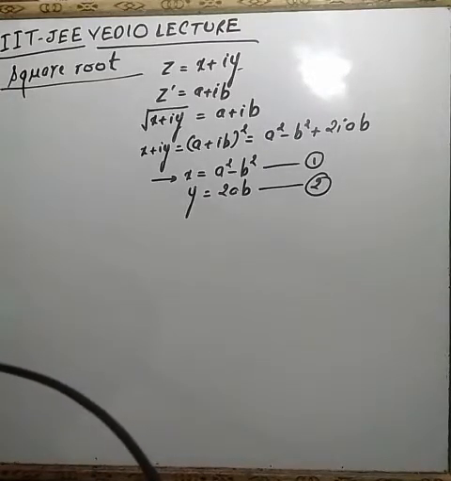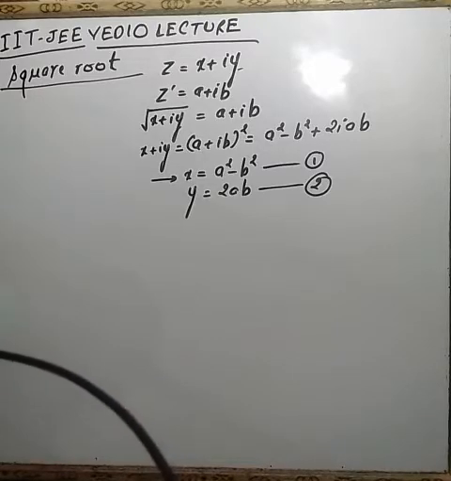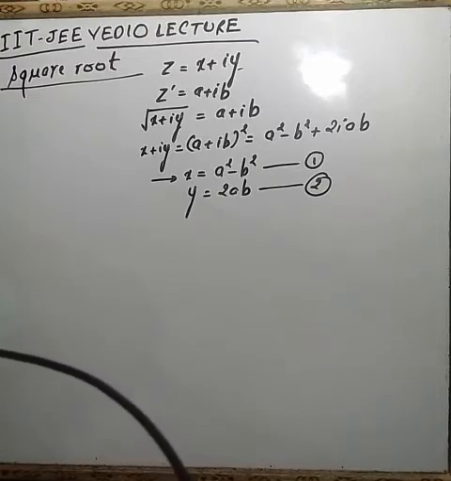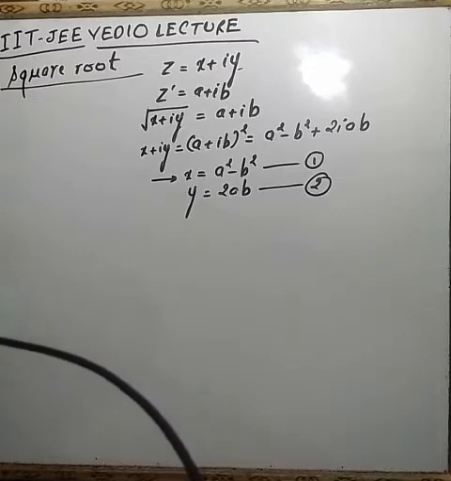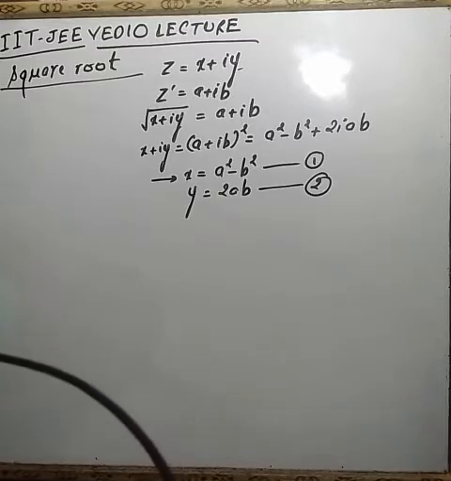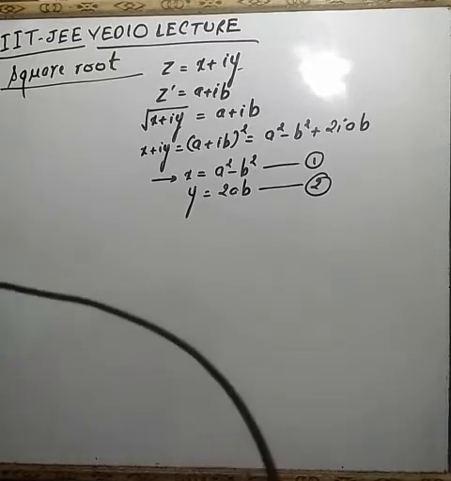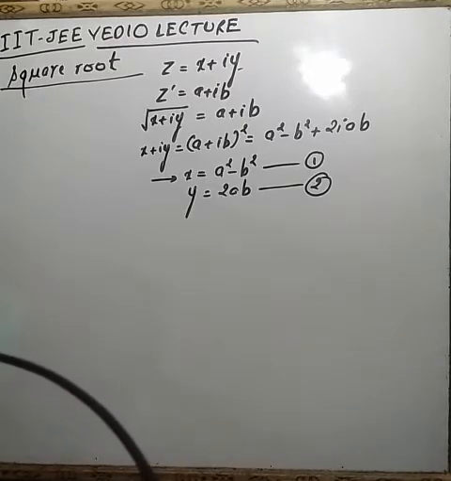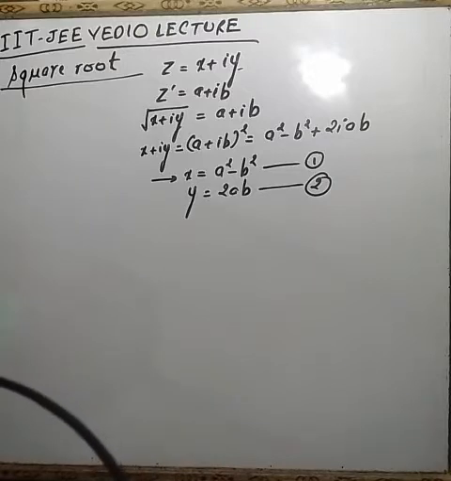Okay, so now if we have the values of x and y, then we can easily find the values of a and b, or vice versa. If we have the value of the complex number z, then we can find the square root of this complex number z, which is a plus ib. So I think it's a very easy concept. So we will see some examples and also an IIT JEE problem.